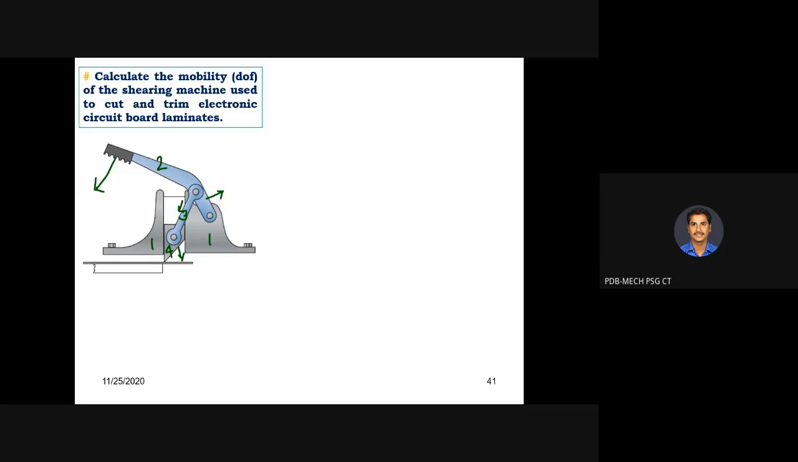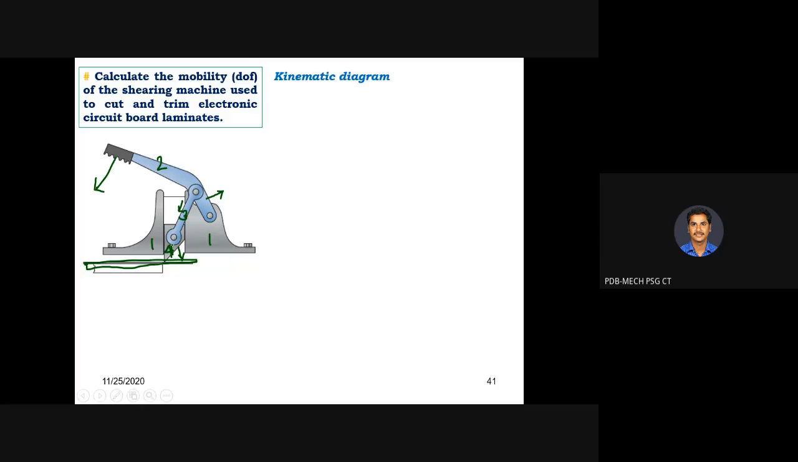So the sheet here is nothing but electronic circuit board sheets. It is going to be sheared, or it can be cut into pieces. So this is a particular mechanism used for cutting electronic circuit board laminate trim. There are 4 links. So frame is 1, this handle is 2, this is link 3, and the slider-like arrangement, the slider moving along the frame, is link 4.